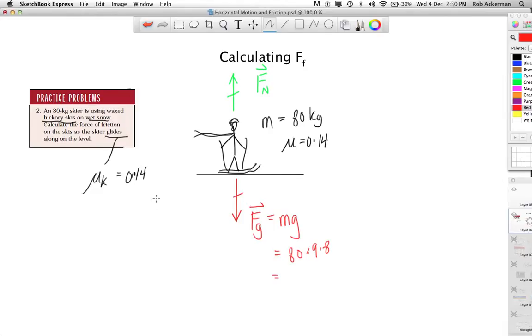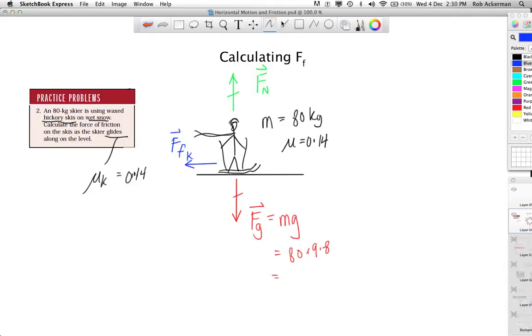Now, there's definitely friction. If you glide across even snow with freshly waxed skis, there's always going to be some friction. May not be a lot, but there will be some. You can't glide forever. Because it's gliding, we will put Ffk.